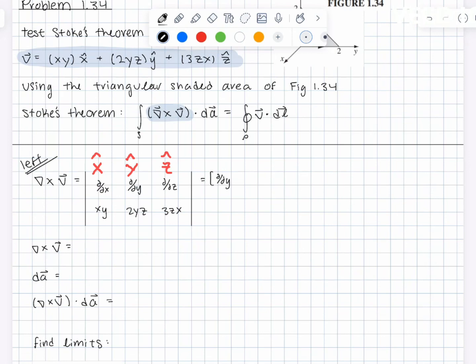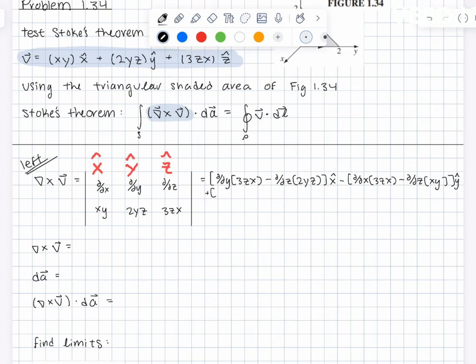partial with respect to y of 3zx minus the partial with respect to z of 2yz. And this is in the x-hat direction. And then we'll subtract from the y-hat direction, and that is going to be the partial with respect to x of 3zx minus the partial with respect to z of xy, and that is in the y-hat direction.